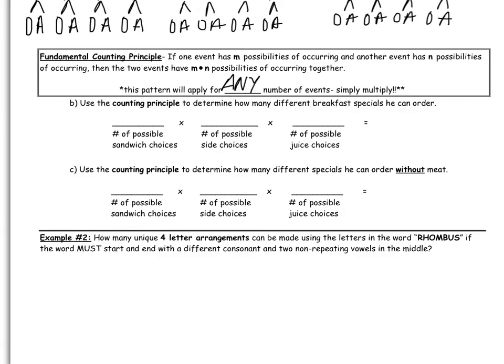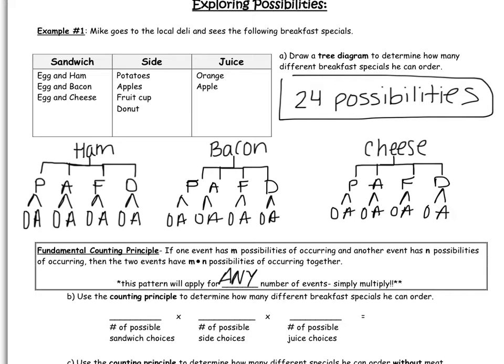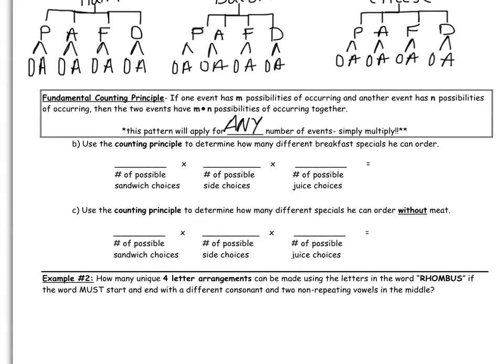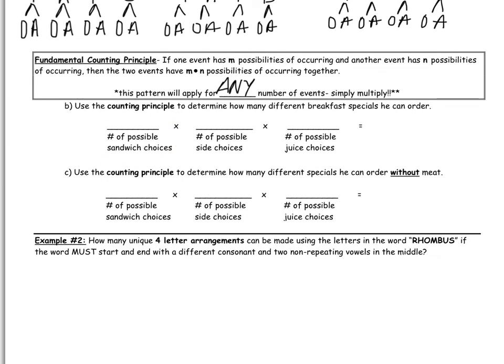I've got 3 different events going on. I have sandwich, sides, and juice. So what would I do with the sandwich possibilities, the sides, and the juices? Well, the counting principle tells us that we would multiply. So let's use that. The number of possible sandwich choices is 3. The number of possible side choices is 4, and the number of possible juices is 2. So if we multiply 3 times 4 times 2, we will get 24. So this 24 is the shortcut way of getting the possible combinations that he could get. He could get whatever sandwich he wants.